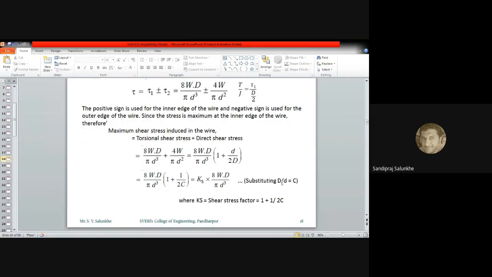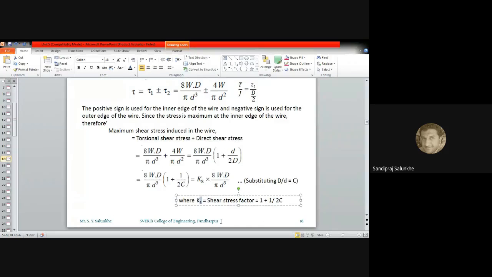Now if we put the value of capital D divided by small d equal to C, we have to take the inverse of that. It will become 1 by C. So we are going to put the value of small d divided by capital D as 1 by C. So this equation will become 8wd divided by pi small d cube into bracket 1 plus 1 divided by twice of C. Now here, 1 plus 1 by twice C, if you put it as Ks, that is the shear stress factor.